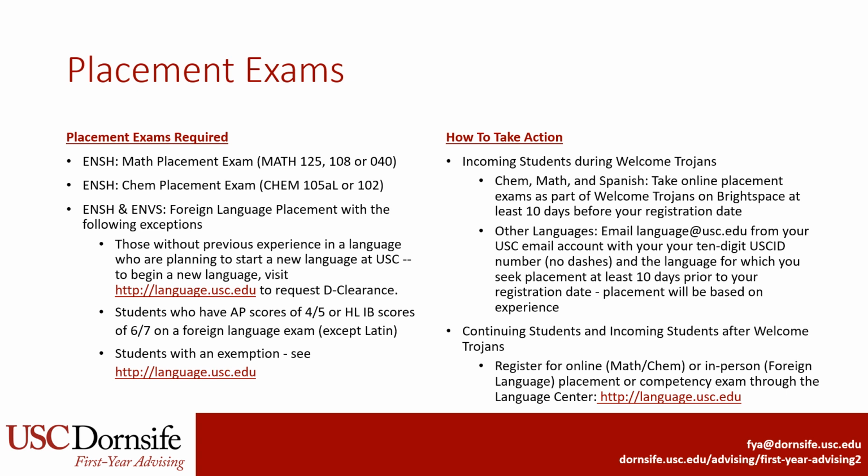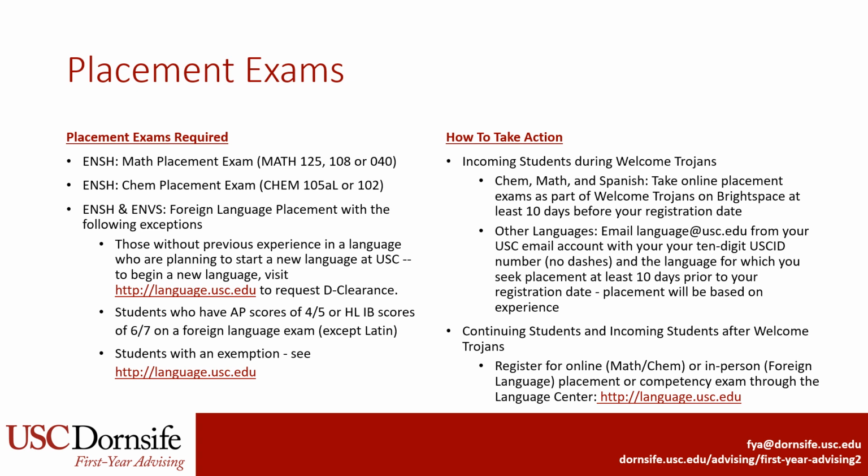All Dornsife students are required to fulfill level 3 of a foreign language, so unless you're planning to start a new language that you have no experience in, or you have AP IB language scores that can satisfy the foreign language requirement, or you qualify for an exemption, you will need foreign language placement. Students who are starting in level 1 of a new language need to request clearance for level 1 of that language through the Language Center.